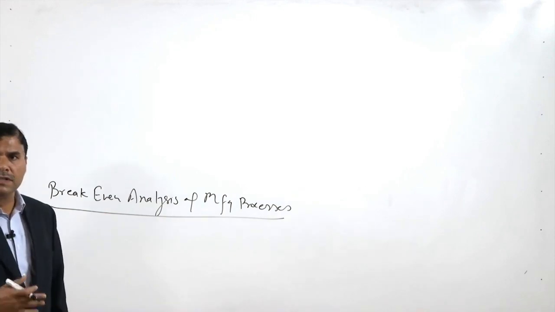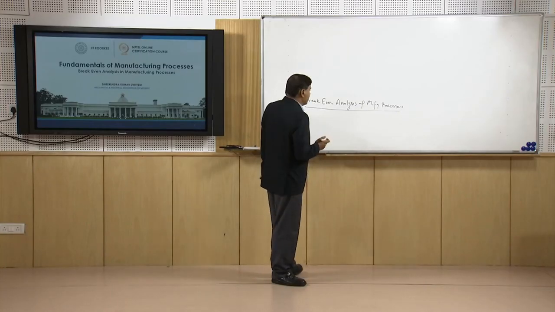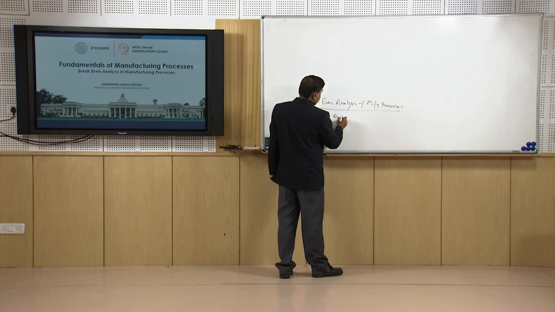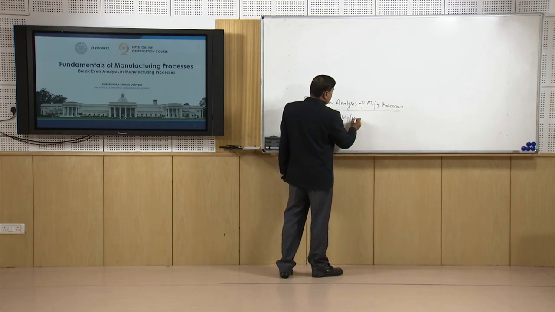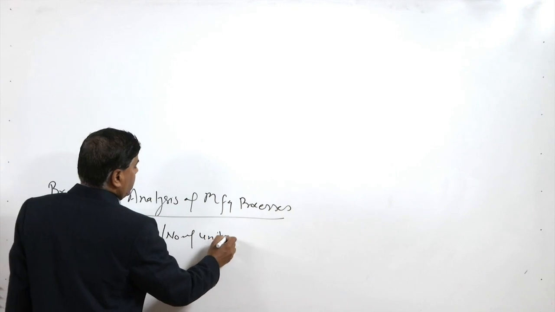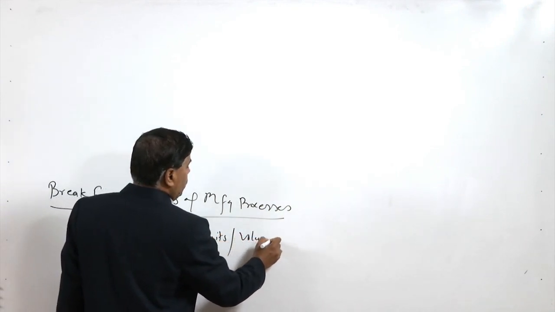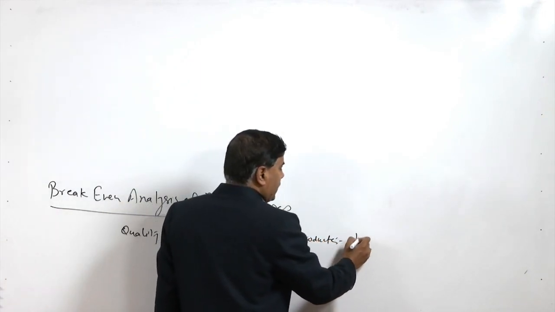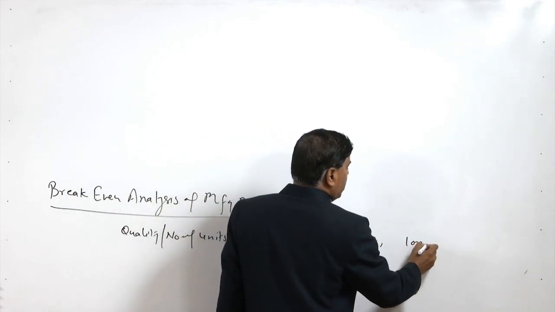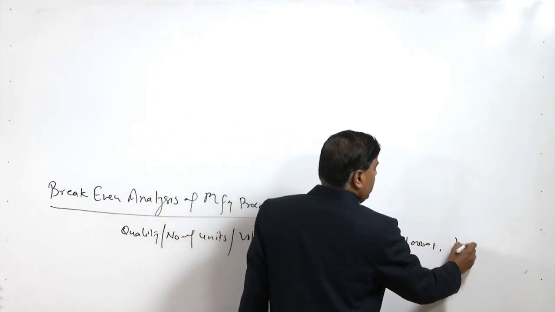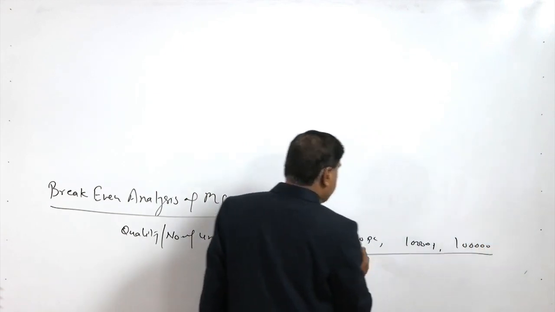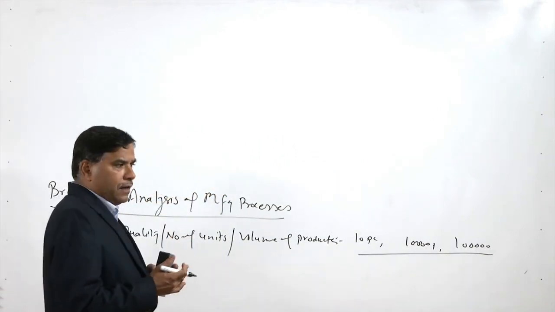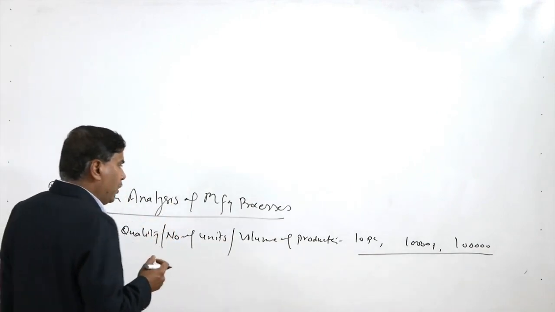So, what information do we need to carry out the break-even analysis? The first thing is the quantity or the number of units of a product to be made, which is also termed the volume of production. Like we need 10 pieces, or 1,000 or 10,000 pieces, or we need 1 lakh pieces. So, as per the requirement we need to do the analysis for choosing the suitable options.